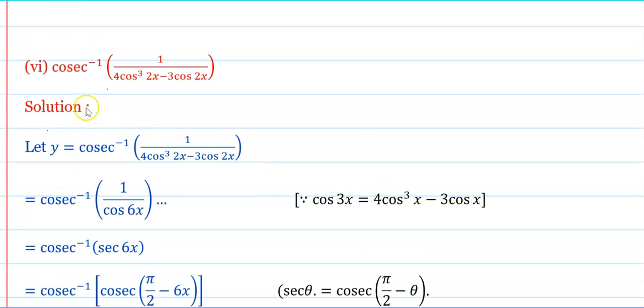Now the next problem. y is equal to cosec inverse of 1 upon 3 cos cube 2x minus 3 cos of 2x.